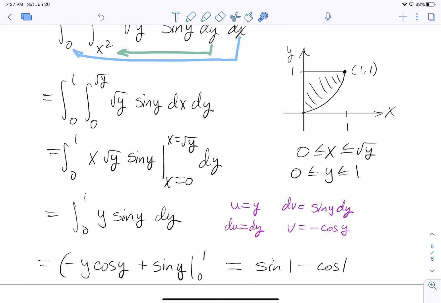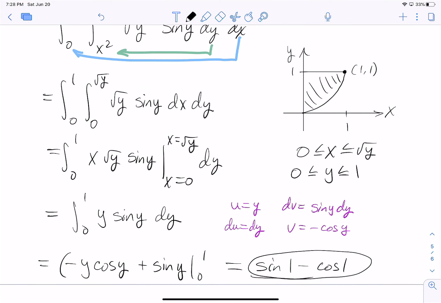Using integration by parts, u is equal to y, so du is dy. dv is the sine of y dy, and so v is equal to negative cosine of y. uv minus the integral of v du is going to give us negative y cosine of y plus the sine of y. That'll be evaluated from 0 to 1. Putting 1 in place of y gives us the sine of 1 minus the cosine of 1. Putting 0 in place of y zeroes out everything, and so we have the sine of 1 minus the cosine of 1.